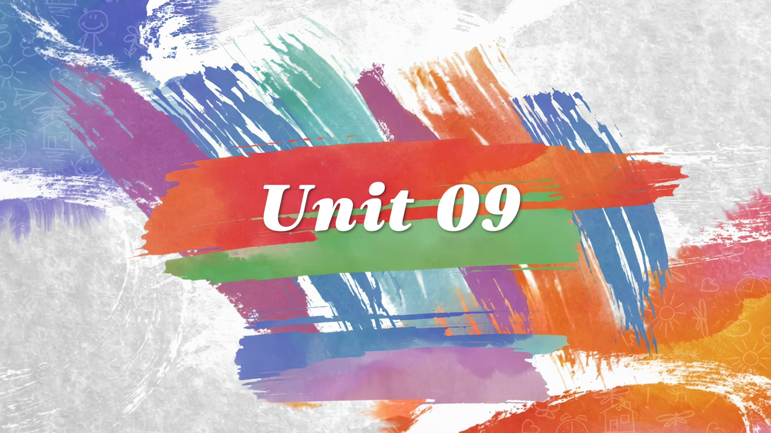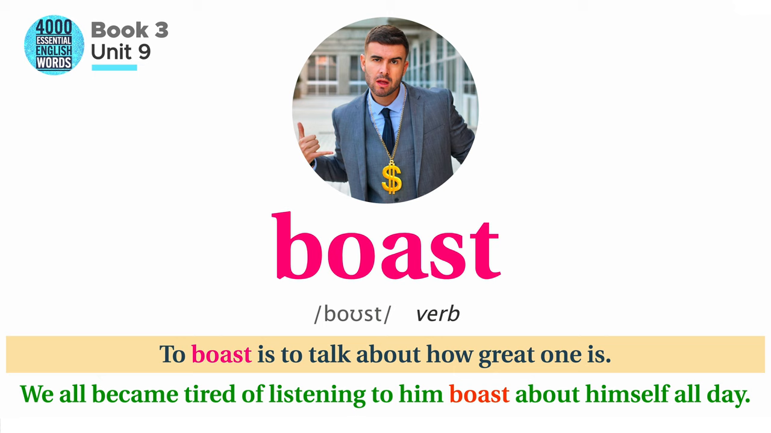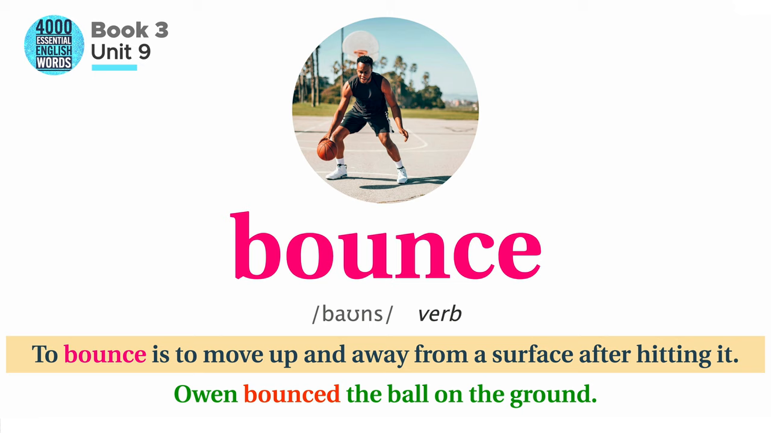Unit 9. Word List. Ally. An ally is someone who agrees to help or support another person or group. I was happy to find many allies who shared my opinion. Boast. To boast is to talk about how great one is. We all became tired of listening to him boast about himself all day. Bounce. To bounce is to move up and away from a surface after hitting it. Owen bounced the ball on the ground.